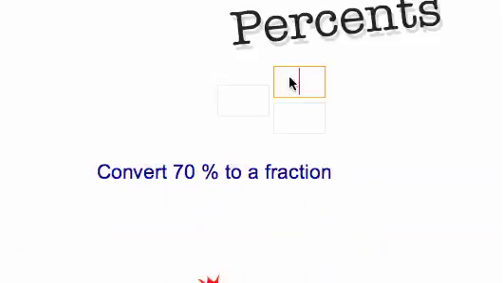70% to a fraction, so that's 70 hundredths, which is 7/10, right? So I'm just chopping off a 0 from the top and the bottom. 7/10.